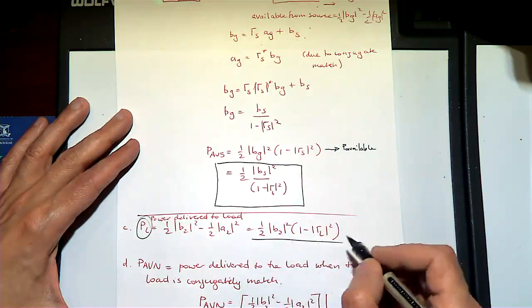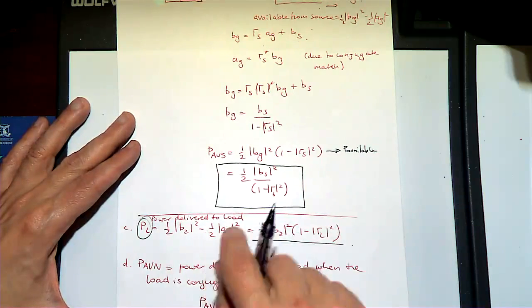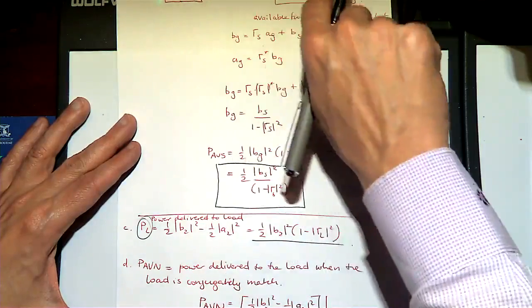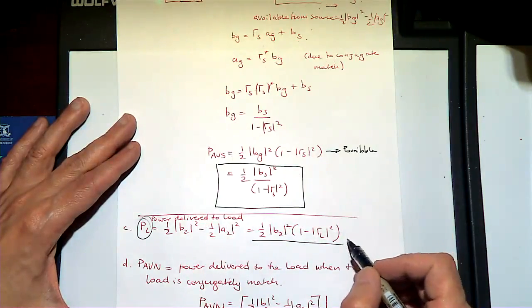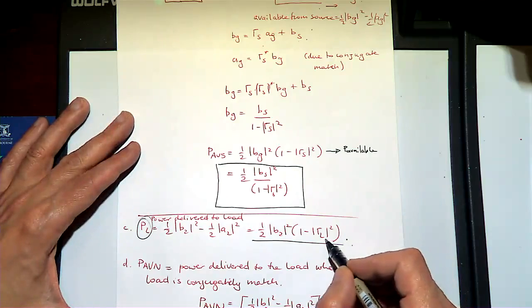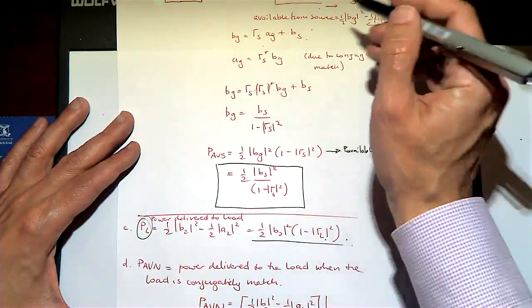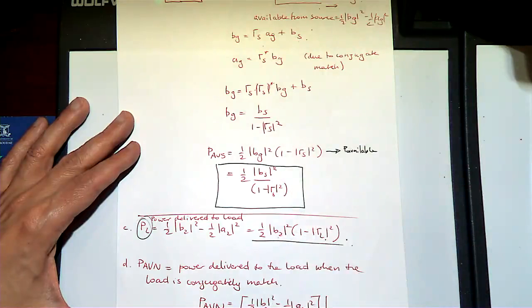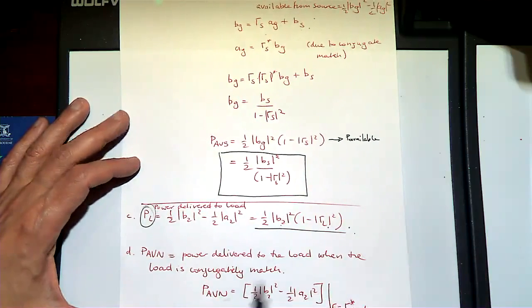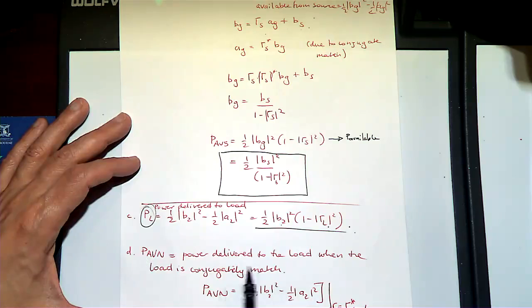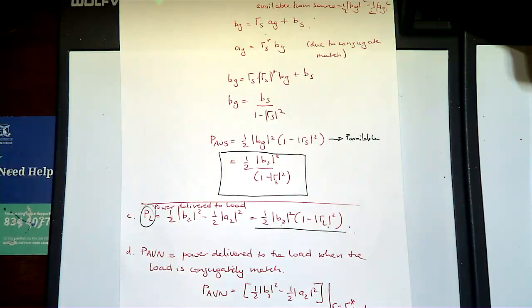Now, likewise, you can go through and convince yourselves that you can rewrite the power to the load, and this is to the load, not from the source to the network, in terms of the load reflection coefficient and the voltage at the output port, V2, and also the power that is delivered to the load when the load is conjugately matched, right? So there are our definitions.